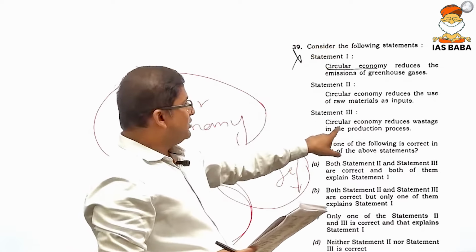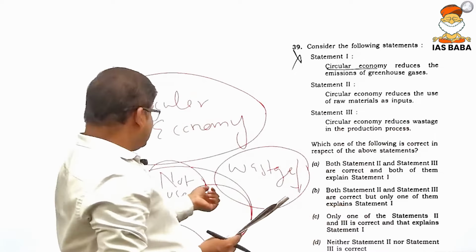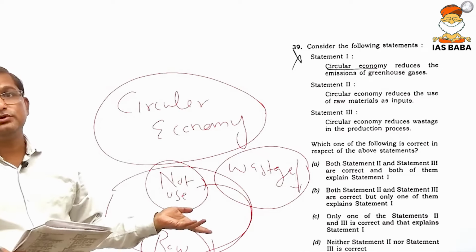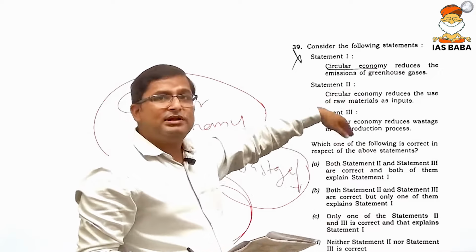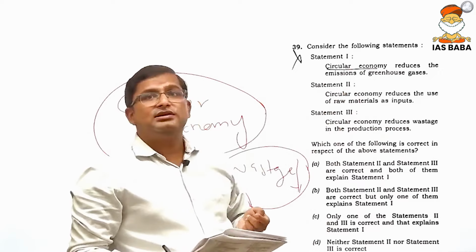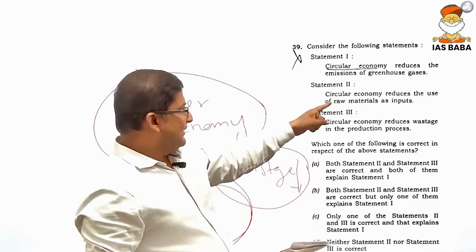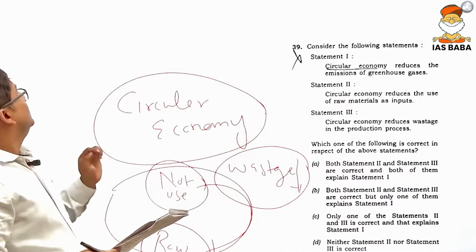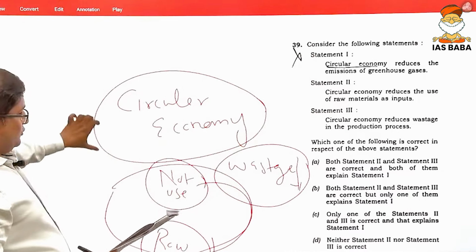Now come to the third. Circular economy reduces wastage in the production process. I was telling you that wastage will be reduced in the circular economy. So wastage will be reduced in the production process, and less raw material will be used in the production process. So this will lead to the reduction in greenhouse gases in the economy. So statement 1 is correct, and statements 2 and 3 very clearly explain statement 1. Now come to the next question.